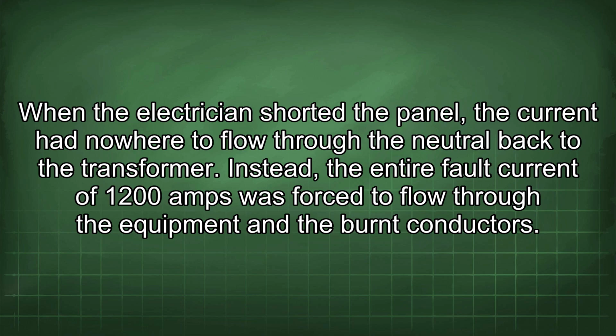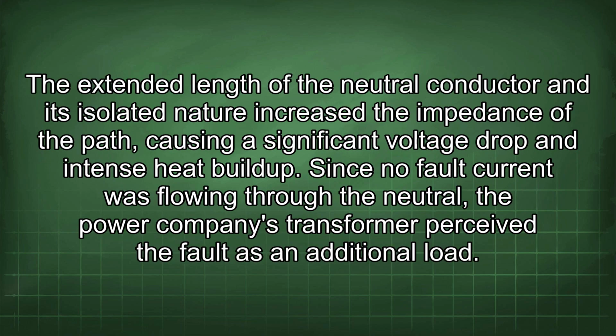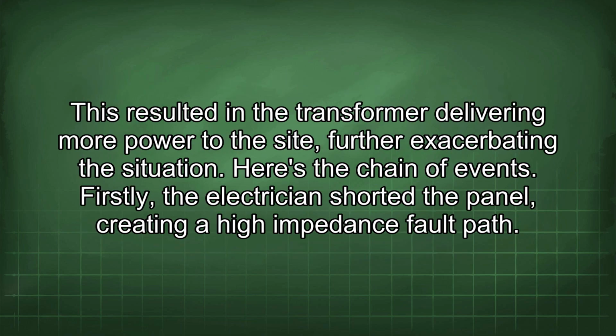Instead, the entire fault current of 1200 amps was forced to flow through the equipment and the burnt conductors. The extended length of the neutral conductor and its isolated nature increased the impedance of the path, causing a significant voltage drop and intense heat buildup. Since no fault current was flowing through the neutral, the power company's transformer perceived the fault as an additional load. This resulted in the transformer delivering more power to the site, further exacerbating the situation.